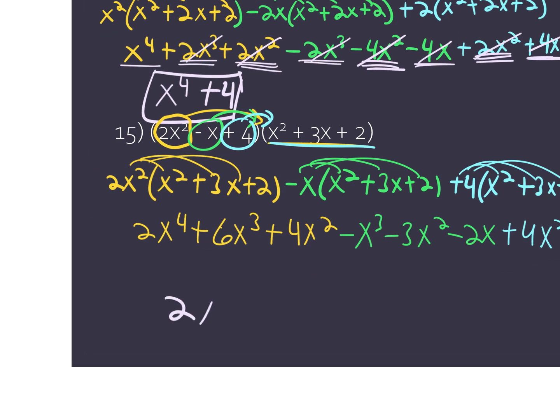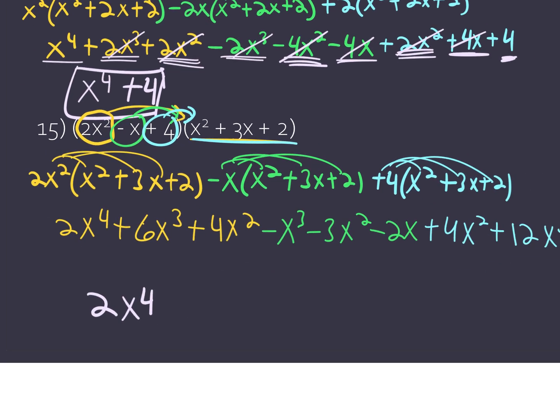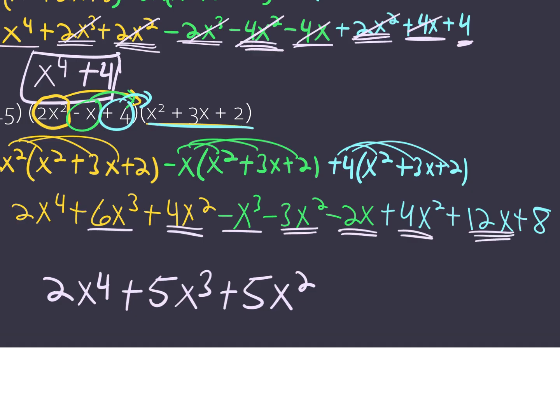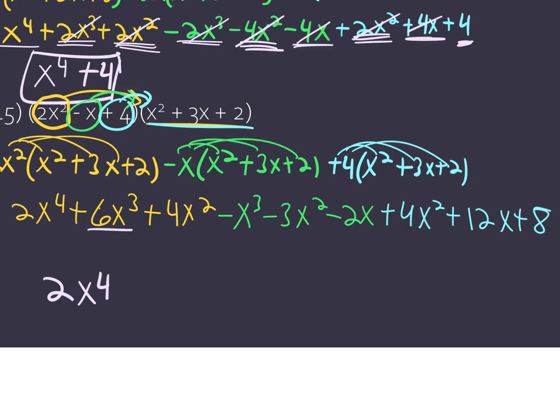Nothing combines with 2x to the 4th. You leave it alone. 6x to the 3rd minus x to the 3rd is going to get you 5x to the 3rd. 4x to the 2nd minus 3x to the 2nd is going to get you x to the 2nd plus another 4x to the 2nd is going to get you 5x to the 2nd. And then we get negative 2x plus 12x is going to get you plus 10x. And then lastly, we have that plus 8.